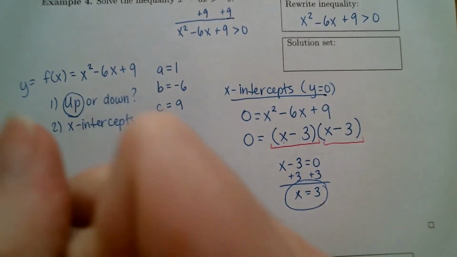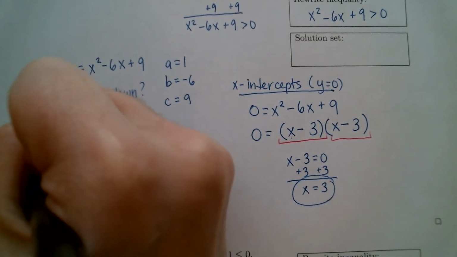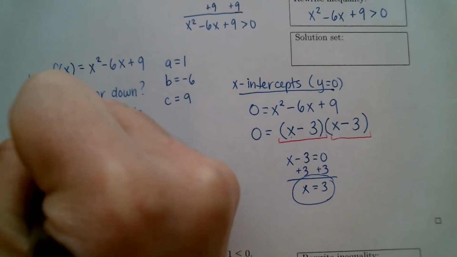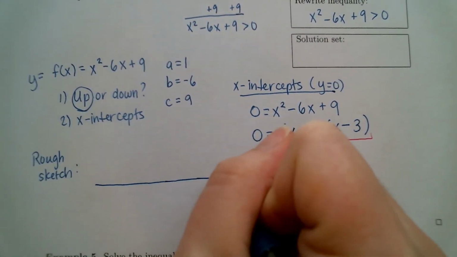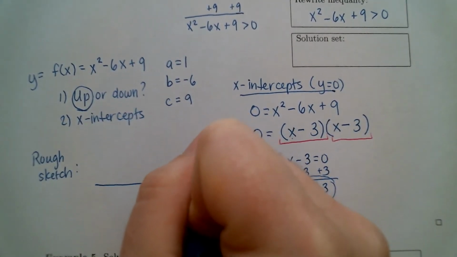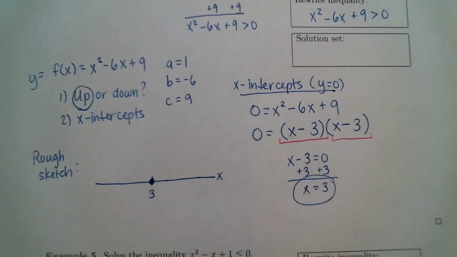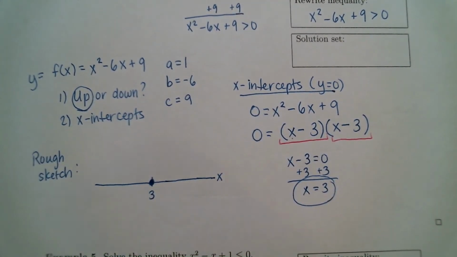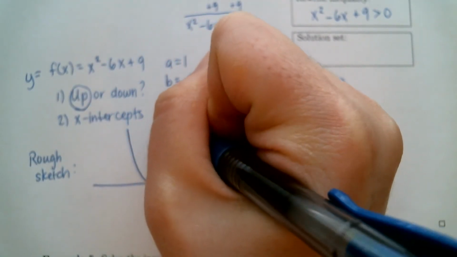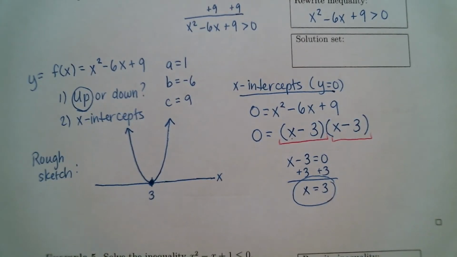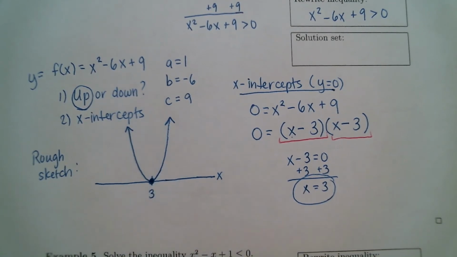Now we're ready to make our rough sketch of the parabola. I'm going to put my x-axis on here. I've only got one x-intercept at 3, and we know the parabola opens upward, so it's going to look something like this. Had you calculated the vertex, you would have gotten this point as the vertex. But that's our rough sketch of what this parabola looks like.